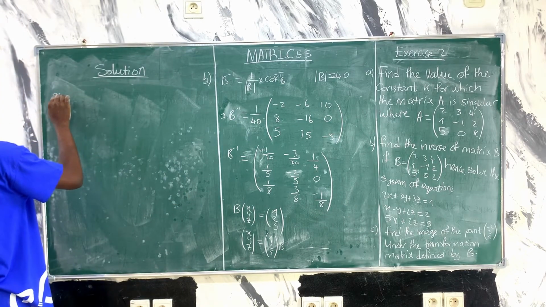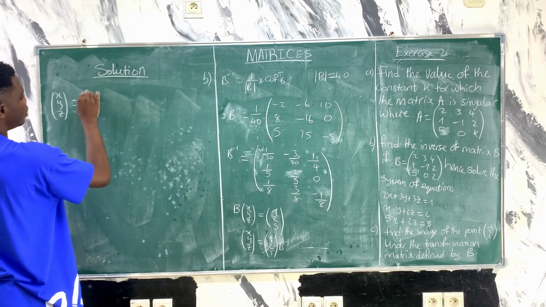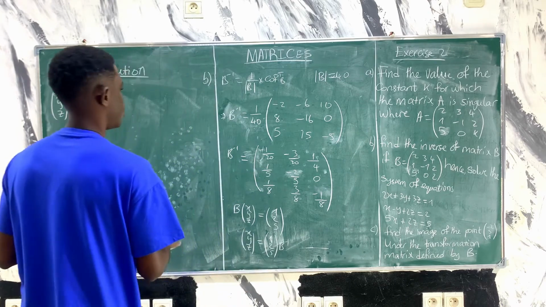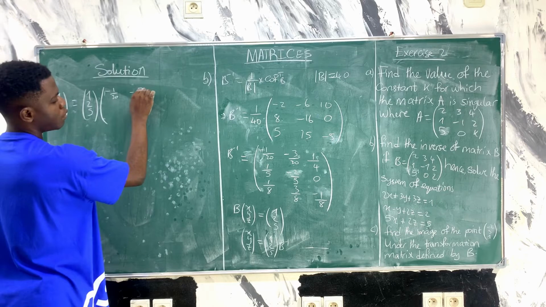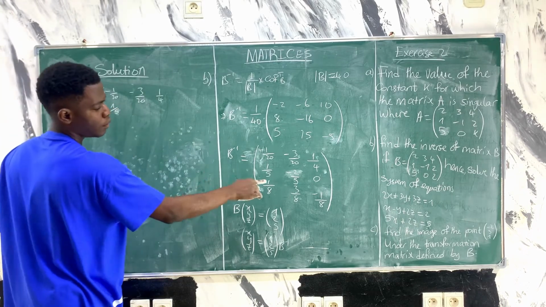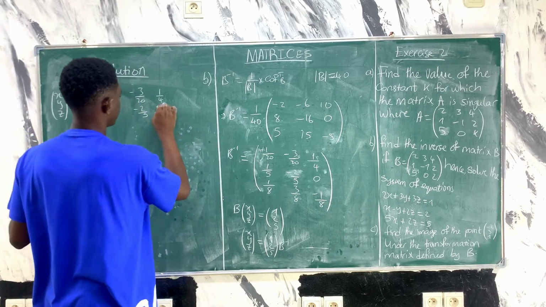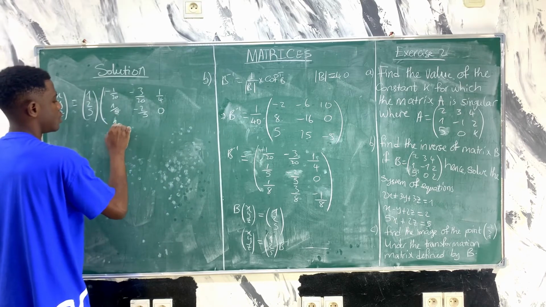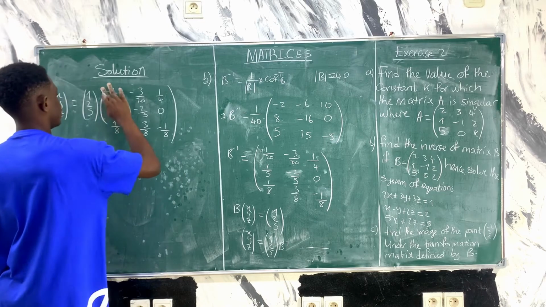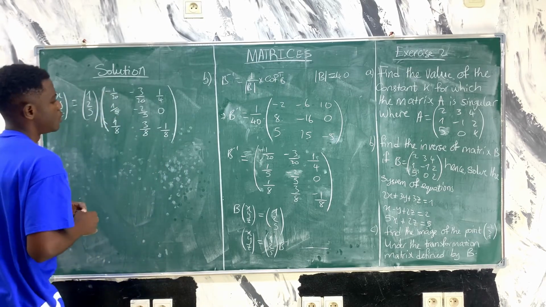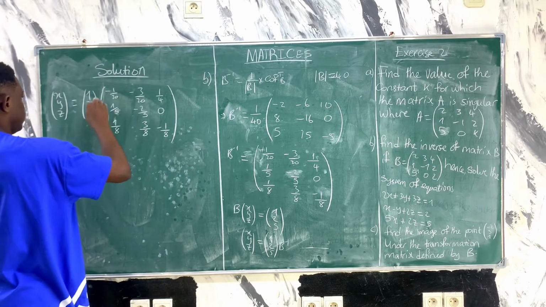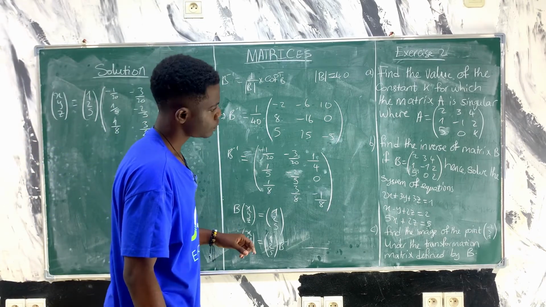We have X, Y, Z equal to the inverse of B, which is minus 1 on 20, minus 3 on 20, 1 on 4, 1 on 5, minus 2 on 5, 0, 1 on 8, minus 1 on 8, times 1, 2, 5. Beautiful. Okay, yes, beautiful enough.